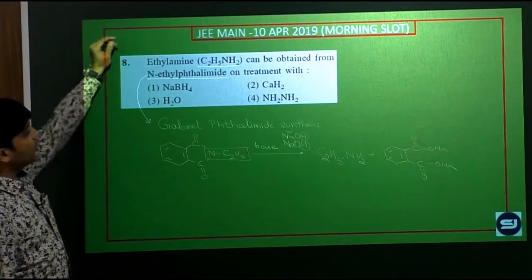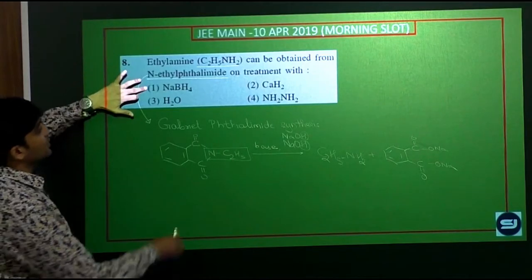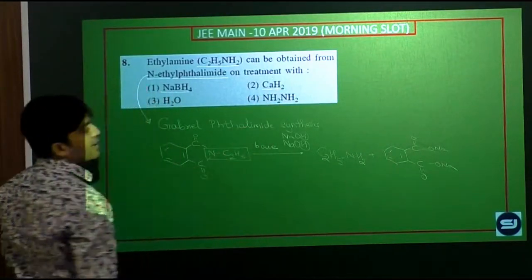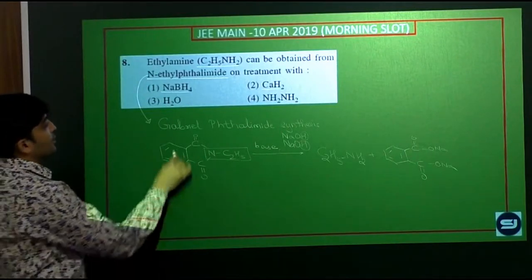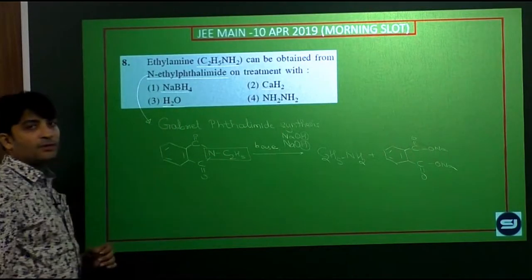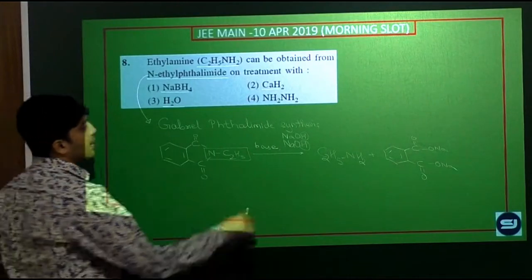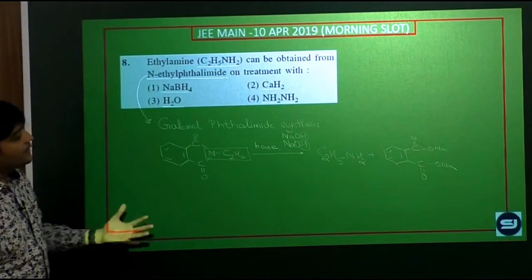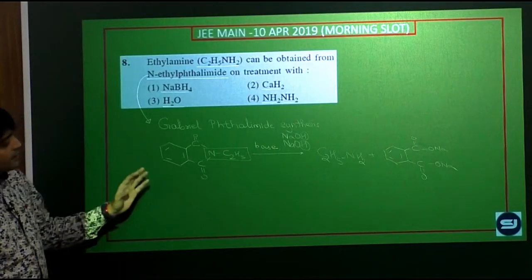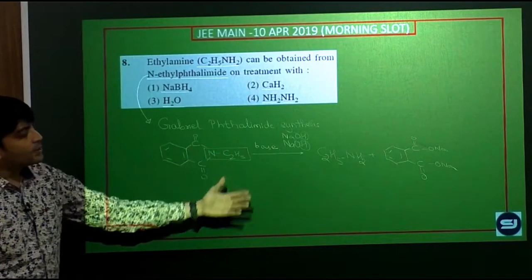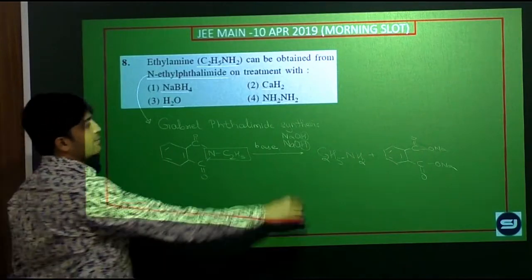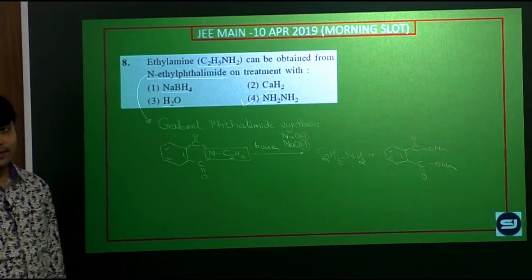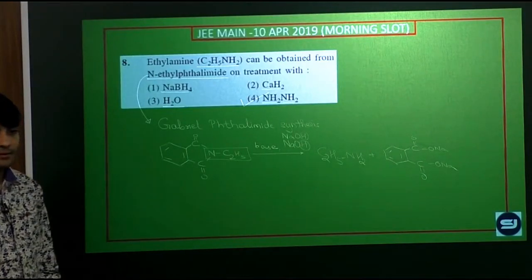Now, if you look at the options given, NaBH4, this is a reducing agent. CaH2, it's a calcium hydride. Water will provide an aqueous solution. NH2NH2, this is a base. What we require in the GPS reaction is phthalimide with a base converted into an amine. Hence, the answer to this would be NH2NH2, which is hydrazine, and it's a Lewis base.